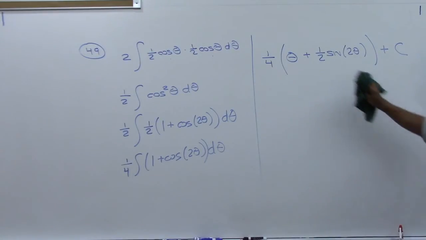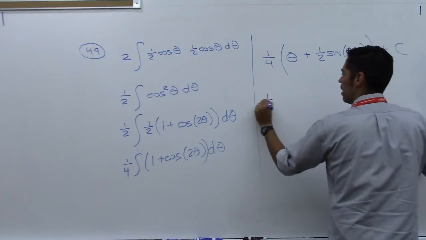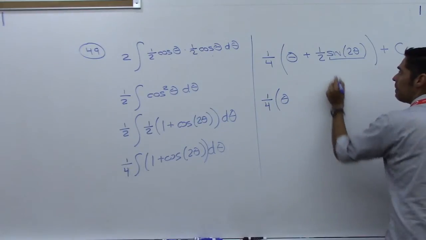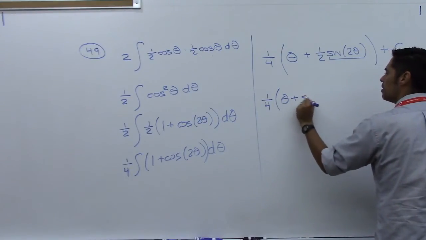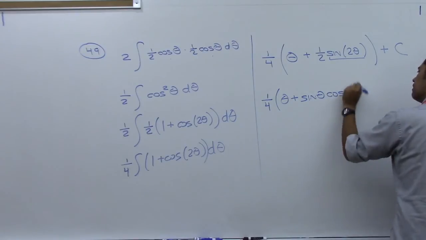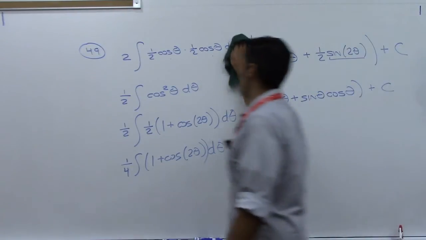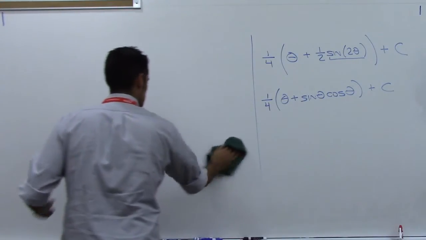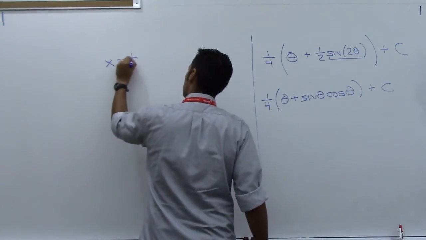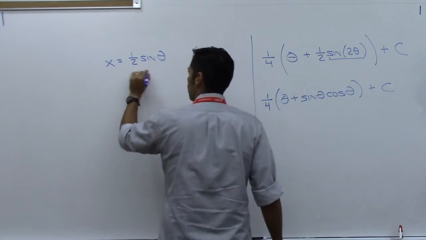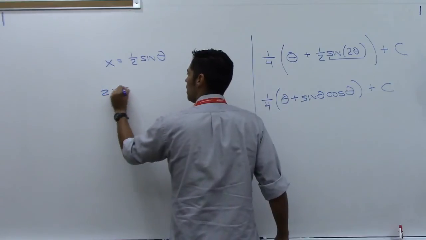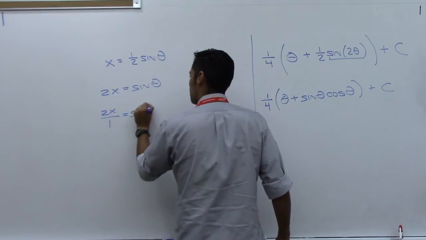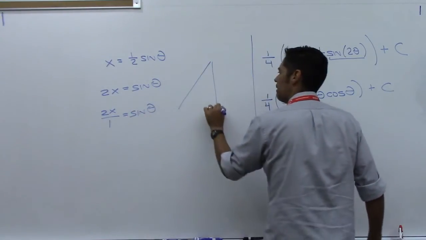And now I need to recover what theta is in sine of 2 theta. Because I've done this a couple of times, we know that this becomes 2 sine theta cosine theta. The 2 hits the 1/2 and goes away. So we should just have sine theta cosine theta plus c. So I'm going to need a reference triangle. Remembering that I had made the substitution x is 1/2 sine theta, I can multiply both sides by 2 and get 2x equals sine theta, which I'll look at as a fraction. 2x over 1 is sine theta. And then I draw a right triangle off that.